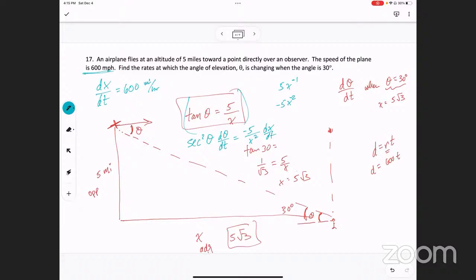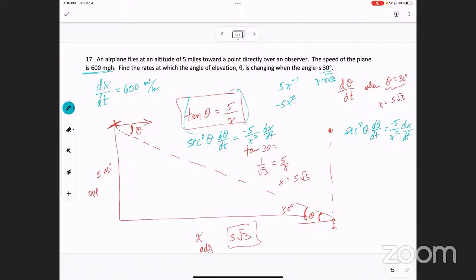Okay, the speed of the plane is 600, so dx/dt, which we know is 600. Sorry that this is a mess, so let me rewrite this. Secant squared theta d theta/dt equals negative 5 over x squared dx/dt. They said find the rate at which the angle is changing when the angle is 30 degrees. Well, when the angle is 30 degrees, x equals 5 root 3, we already did this math.